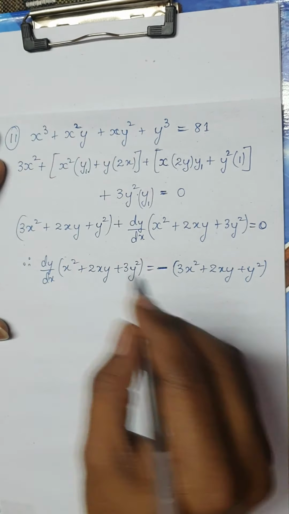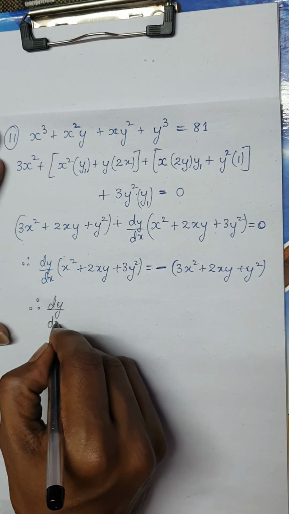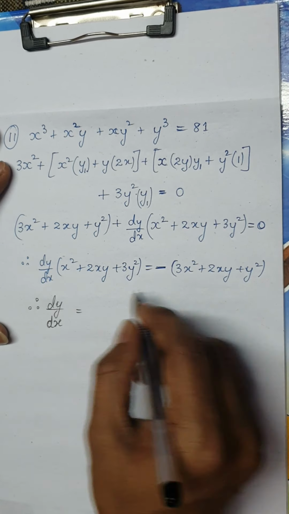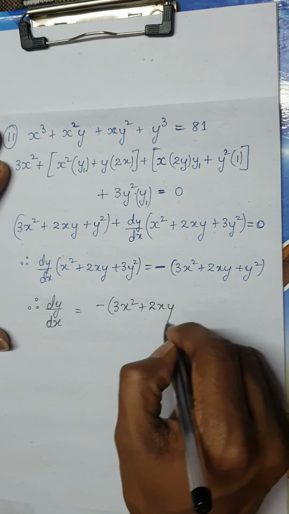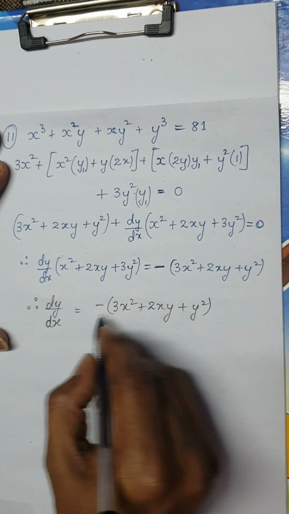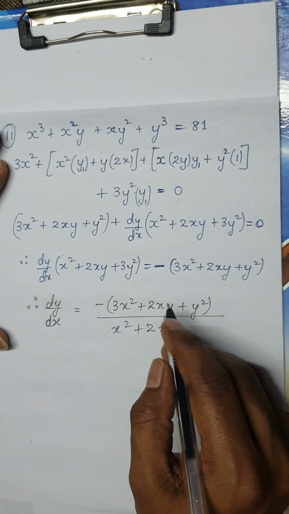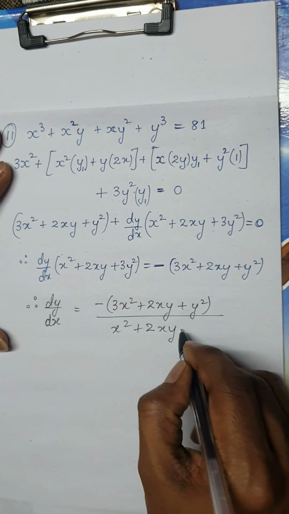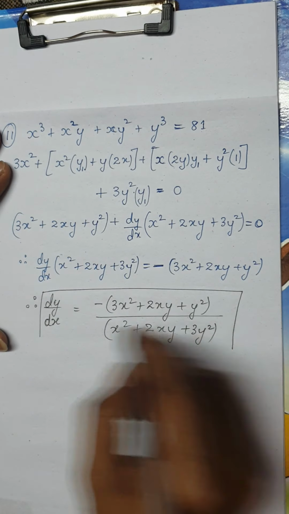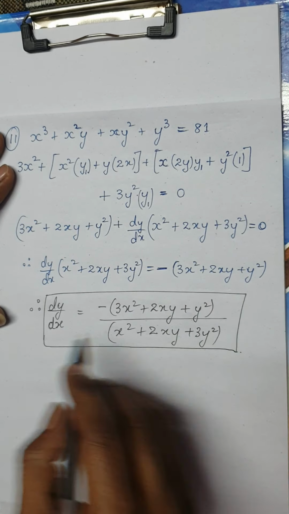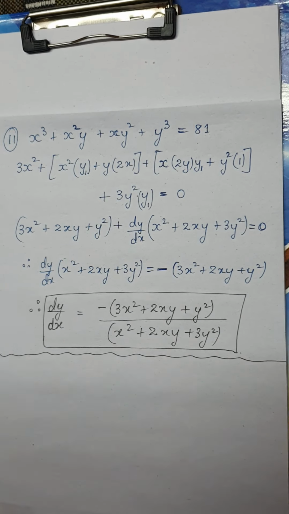Therefore, just dividing by this term here, I'm going to get my dy by dx. Therefore dy by dx is nothing but, I already have minus here, minus of 3x square plus 2xy plus y square divided by x square plus 2xy plus 3y square. Remember, this is my dy by dx. So this is how you differentiate the function when it is given in the form of an implicit function.